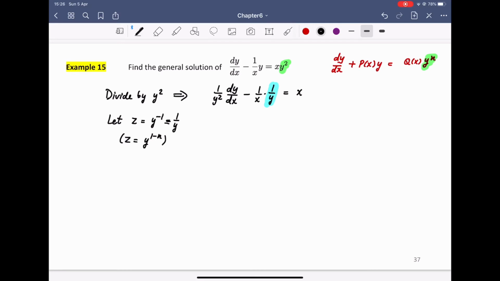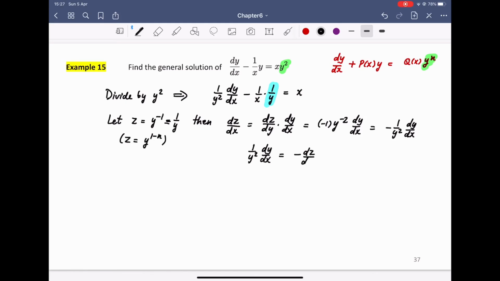And then after that, you're gonna compute dc by dx. By the chain rule, you're gonna get dc by dy times dy by dx, right? And then because c is y to the negative 1 or 1 over y, dc by dy is going to be negative 1 times y to the negative 2, and then times dy by dx. So simplify a little bit, this is negative 1 over y squared dy by dx. Well, you can see now that 1 over y squared dy by dx is negative dc by dx, right? And then once you have negative dc by dx here, you can substitute back into the original equation star here.